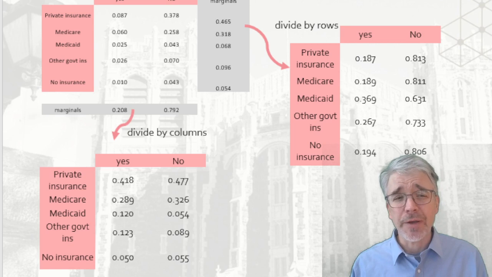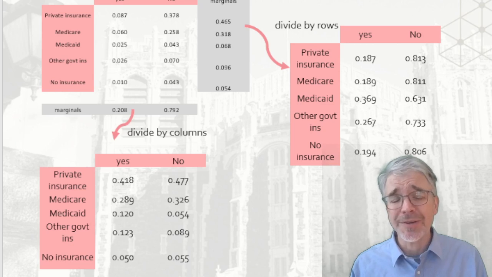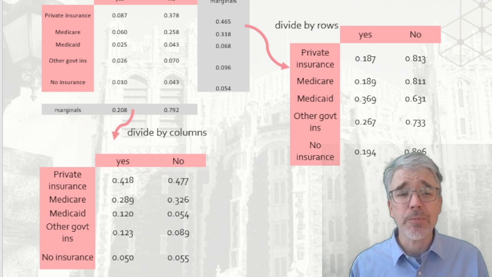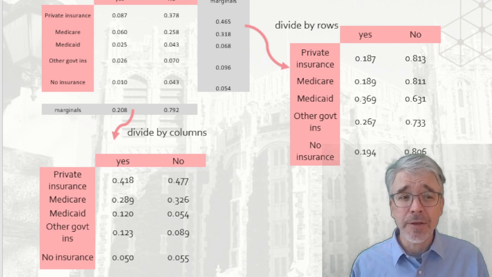The other way of looking at it, divided by the rows, asks the question, conditional on a certain insurance status, what are the proportion who did or did not have that diagnosis? Among those with private insurance, 81.3% had never been diagnosed, while 18.7% had. That's not far different from those without insurance, but it's quite different for those with Medicaid. Almost 37% had.